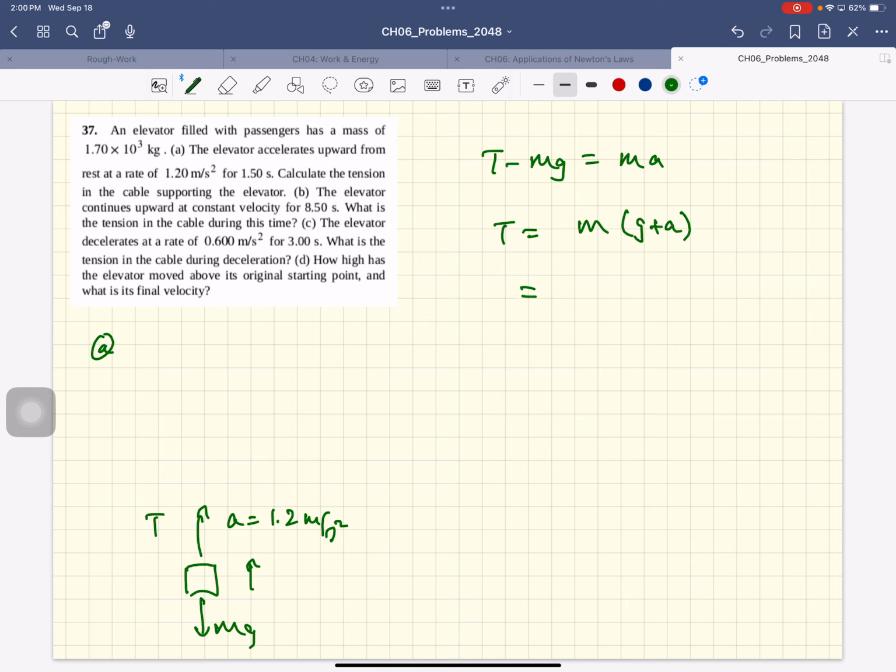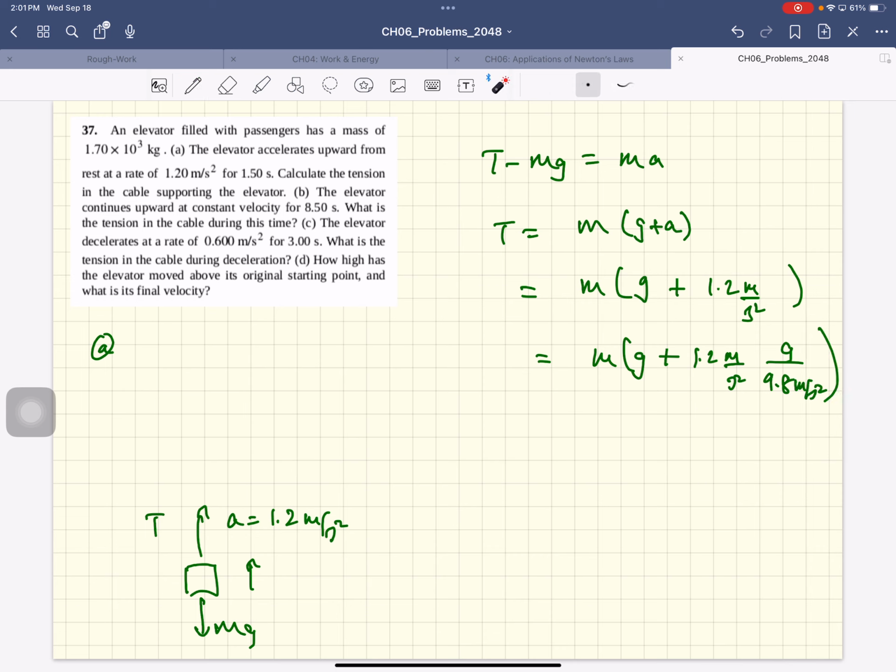I'll do the numbers, but before I do that, let me do this. Acceleration is 1.2 meters per second squared, and I'll do the numbers in a second. What you want to do is multiply this 1.2 meters per second squared by 1, so I'm trying to find this acceleration in terms of g. And you'll see in a second why I'm doing this.